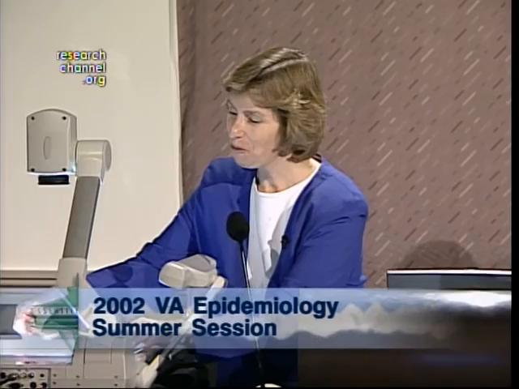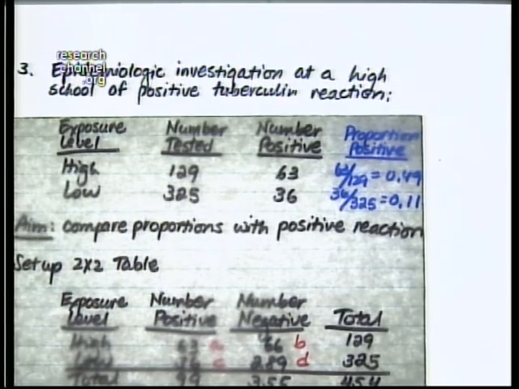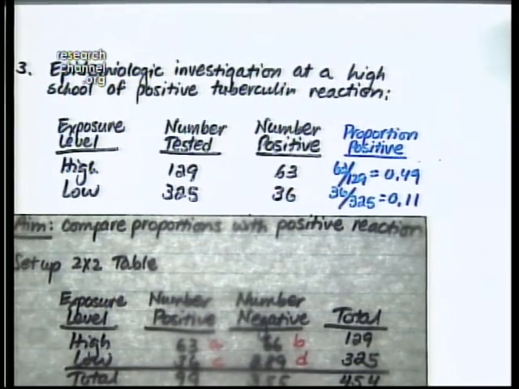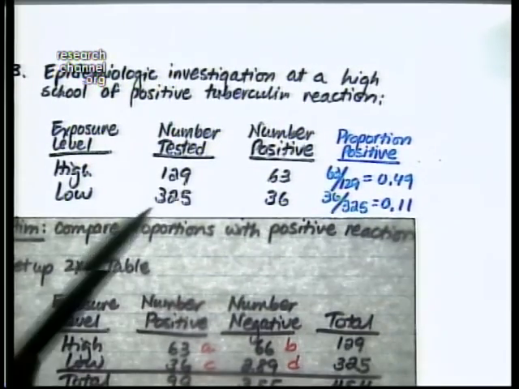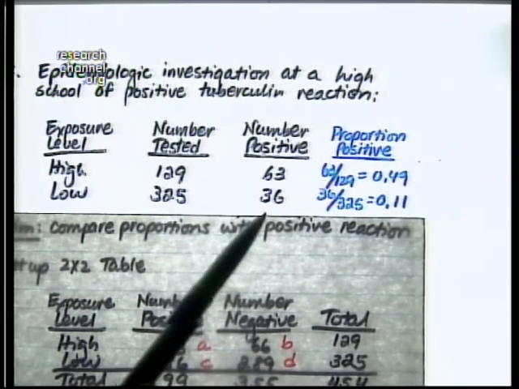Good. So one more question, and that was looking at some data of an epidemiologic investigation at a high school in which they were looking at positive tuberculin reaction, and there were those that were exposed to a tuberculosis antigen and those who were not. So there was a high versus low level of exposure. There were a certain number of individuals who were tested, and then you were given information about how many tested positive.